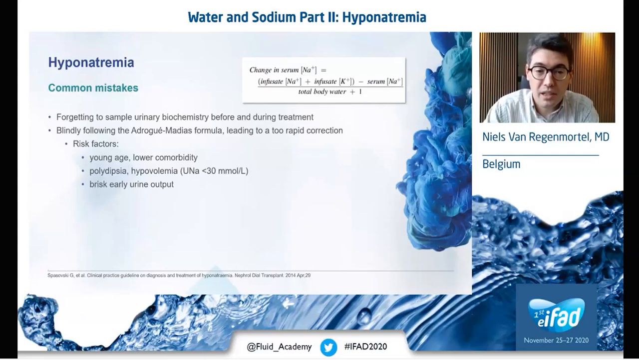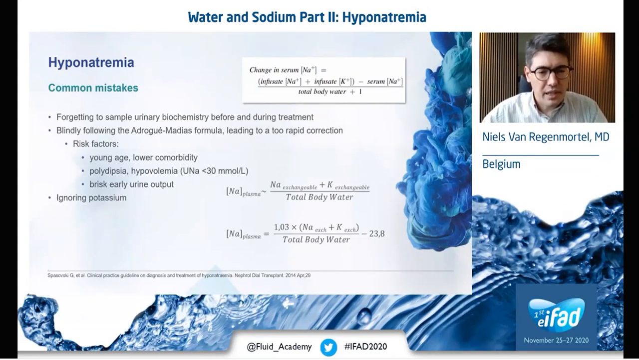Second are polydipsia and hypovolemia. The kidneys are perfectly normal here, so from the moment you administer fluids, the kidneys will help you and will tremendously fast correct this hyponatremia. And the most important marker of a very fast correction will be a brisk early urine output. When you see that while correcting hyponatremia, you will know that the correction will go faster than you intended by calculating the Adrogué-Madias formula.